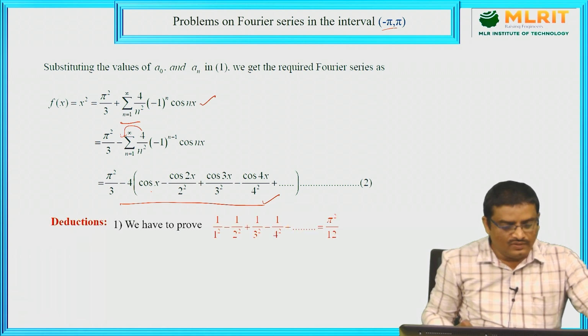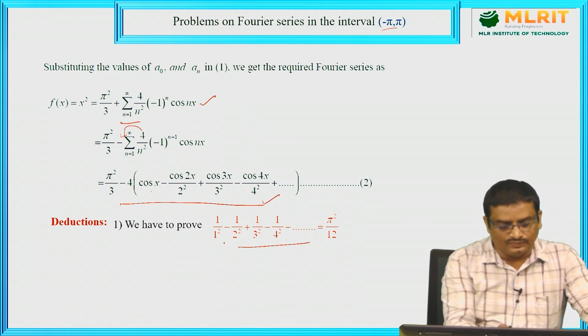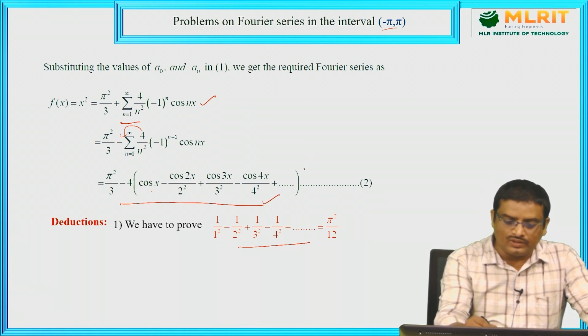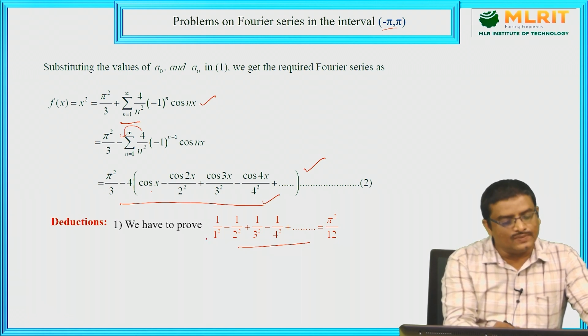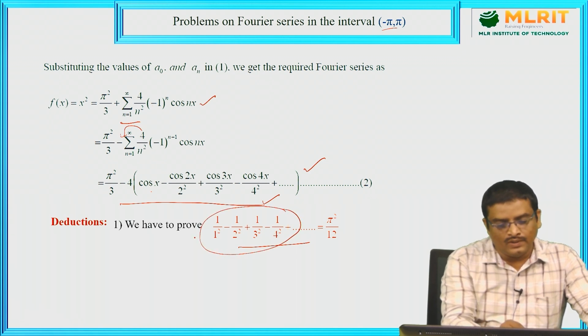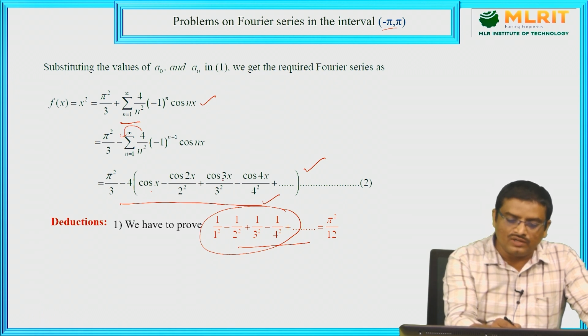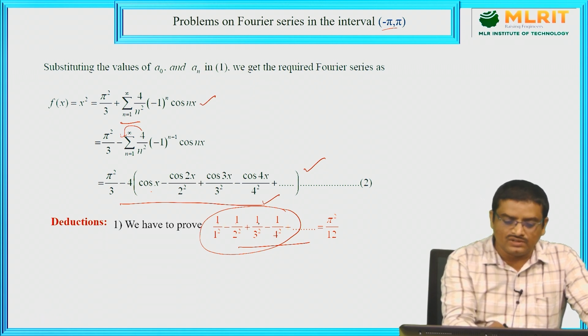So, now this is our first deduction here. If you want to prove this deduction, this condition, then we have to take the help of this equation 2. In this equation 2, we have to substitute a suitable value of x in order to get our required condition. Once you analyze our Fourier series, that is the second equation, and the condition we have to prove, in all the terms of this condition the numerator is equal to 1.